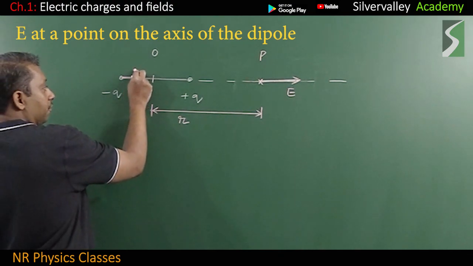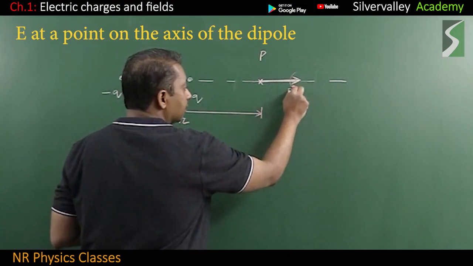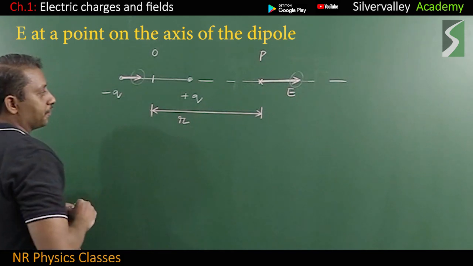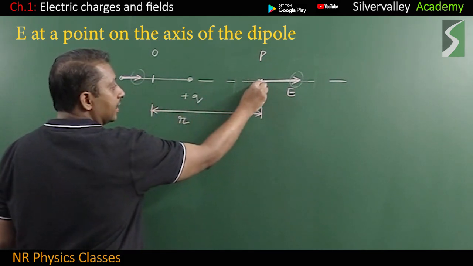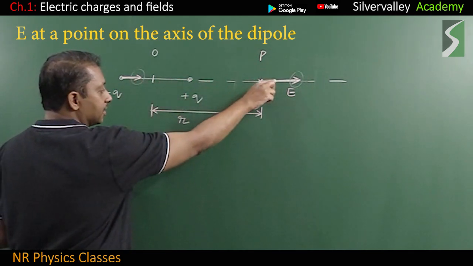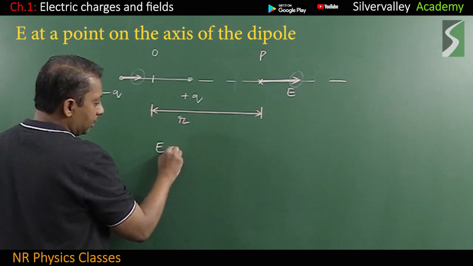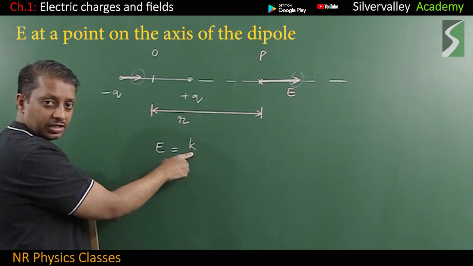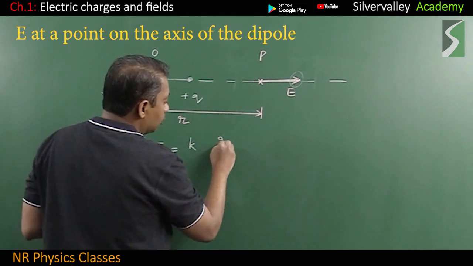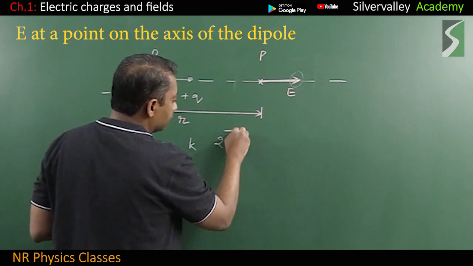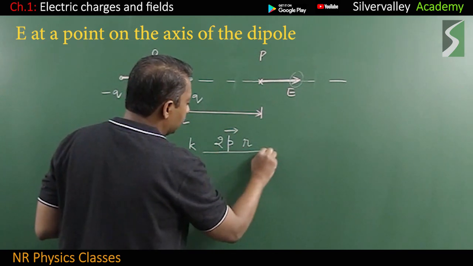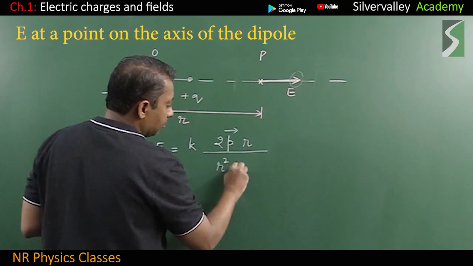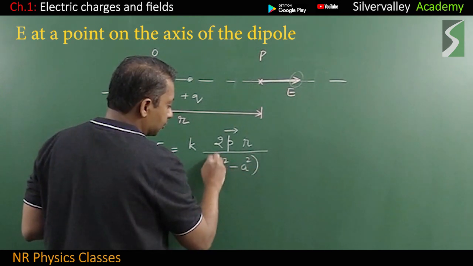Look at the directions of P cap and E. These two are in the same direction. So the electric field at any point on the axis of an electric dipole is constant times 2PR by (R square minus A square) whole square. This constant is 1 by 4 pi epsilon naught.